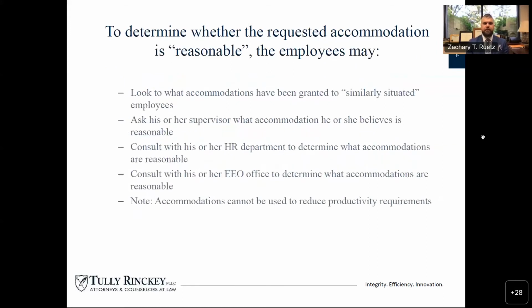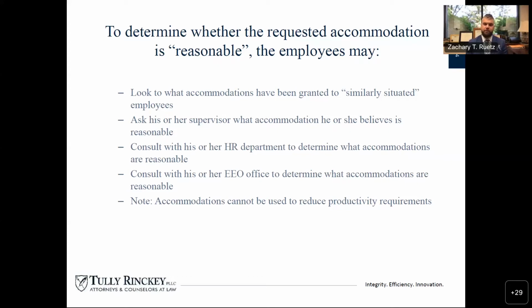Slide. And so to determine whether or not this accommodation might be reasonable, the employee might look to accommodations that have been granted to similarly situated employees that may have a disability, a similar disability, or one that's not. For example, if a similarly situated employee has been given telework and the employee is requesting telework for a disability, that might be something that plays into their consideration. Asking the supervisor what accommodation they believe is reasonable, consulting with HR or the EEO office to determine what accommodations might be reasonable under the circumstances.